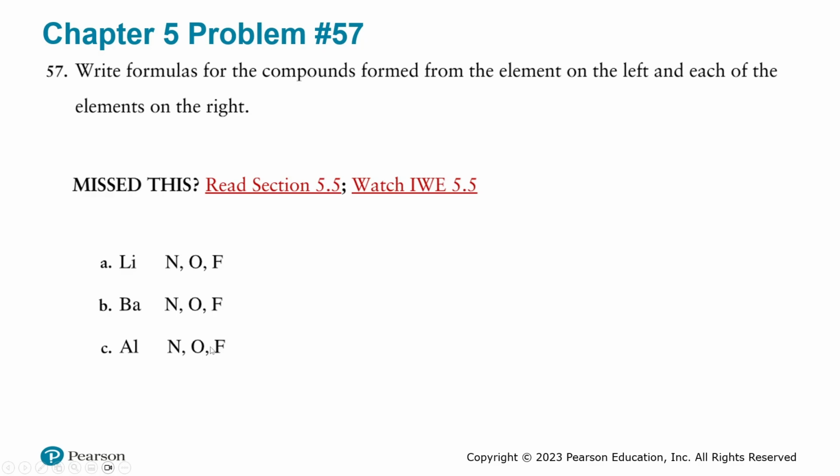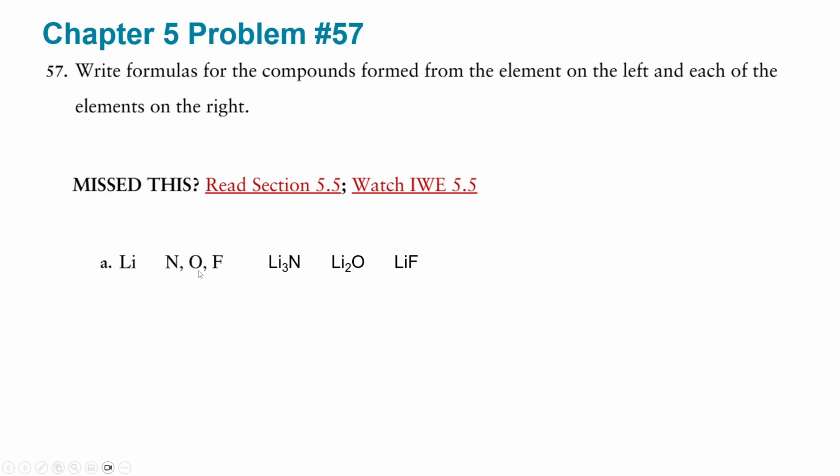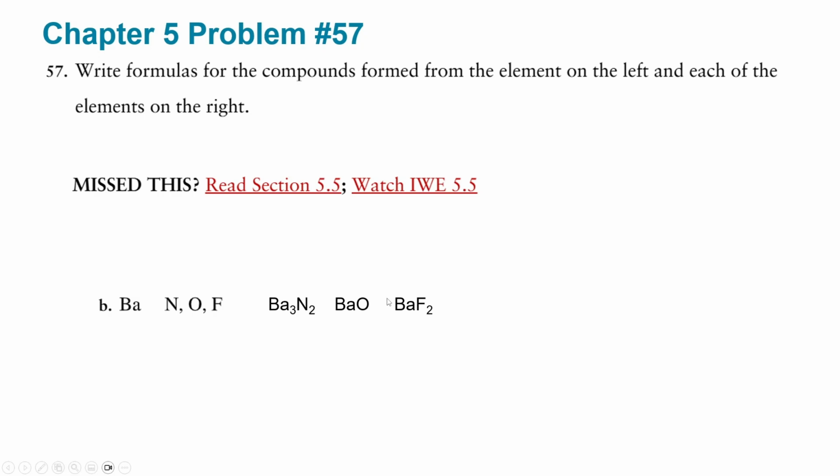Nitrogen, oxygen, fluorine are all more electronegative than aluminum, so they're going to steal the electrons rather than give up the electrons. Aluminum's going to give up its electrons, so it's going to take a +3 charge, not a -3 charge. So we can do all of these various compounds. Lithium being +1, nitrogen being -3. We need 3 lithiums to balance it out. 2 lithiums for the -2 charge on oxygen. 1 lithium for the -1 charge on fluorine.